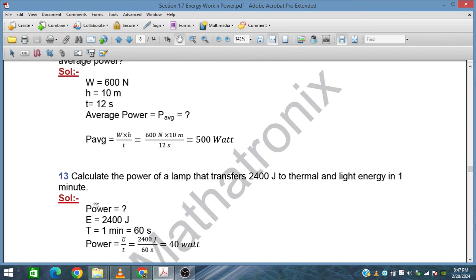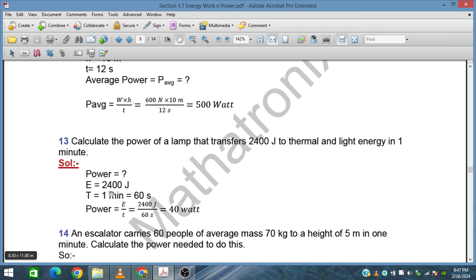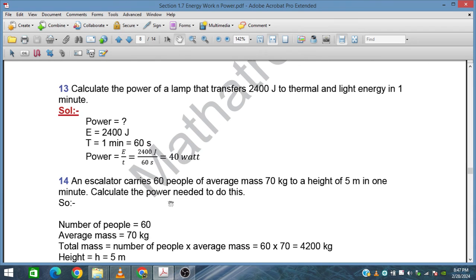Calculate the power of the lamp that transfers 2400 joules to thermal and light energy in 1 minute. This is the energy, 2400 joules, and 1 minute is 60 seconds, so dividing by 60 seconds gives 40 watts. An escalator carries 60 people of average mass 70 kg to a height of 5 meters in 1 minute.